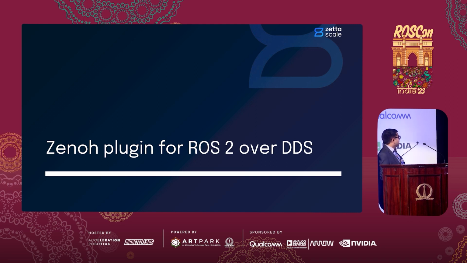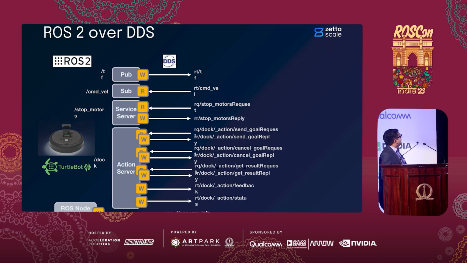So now, coming to the Zenoh plugin for ROS2 over DDS. First, in this slide you can see the mapping of ROS2 components to DDS. Here in ROS2, if you have a topic, in DDS we have the corresponding topic and data writer. And if you have a subscriber in the ROS2 component, then we have the reader on the DDS side.